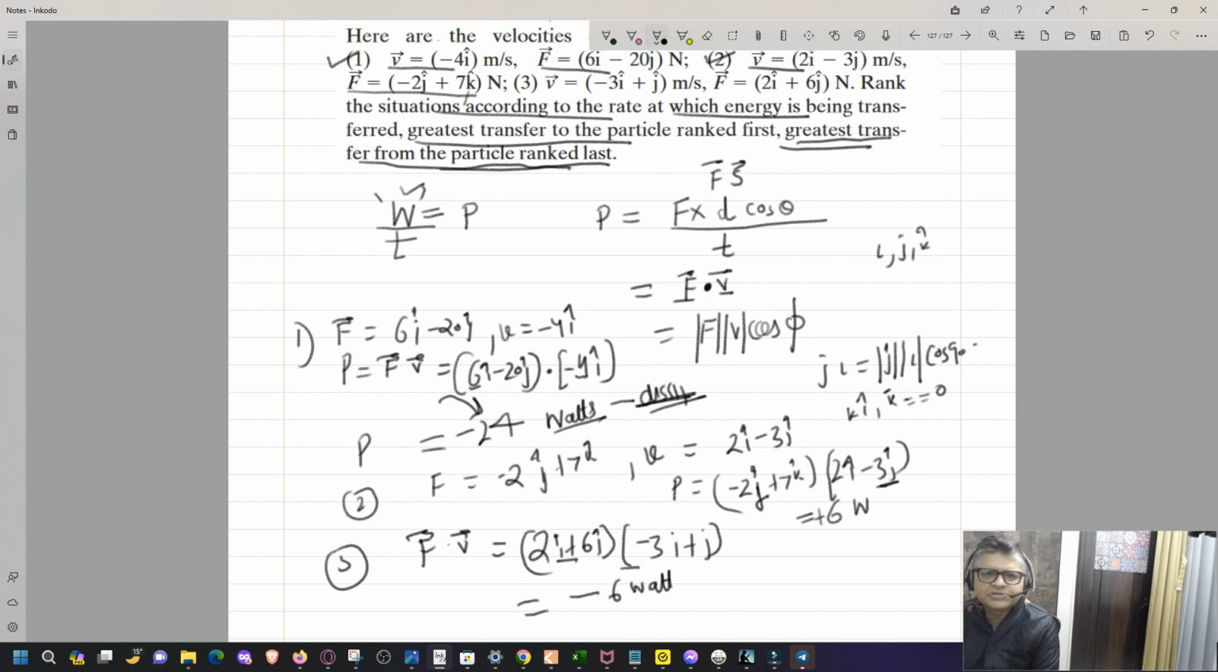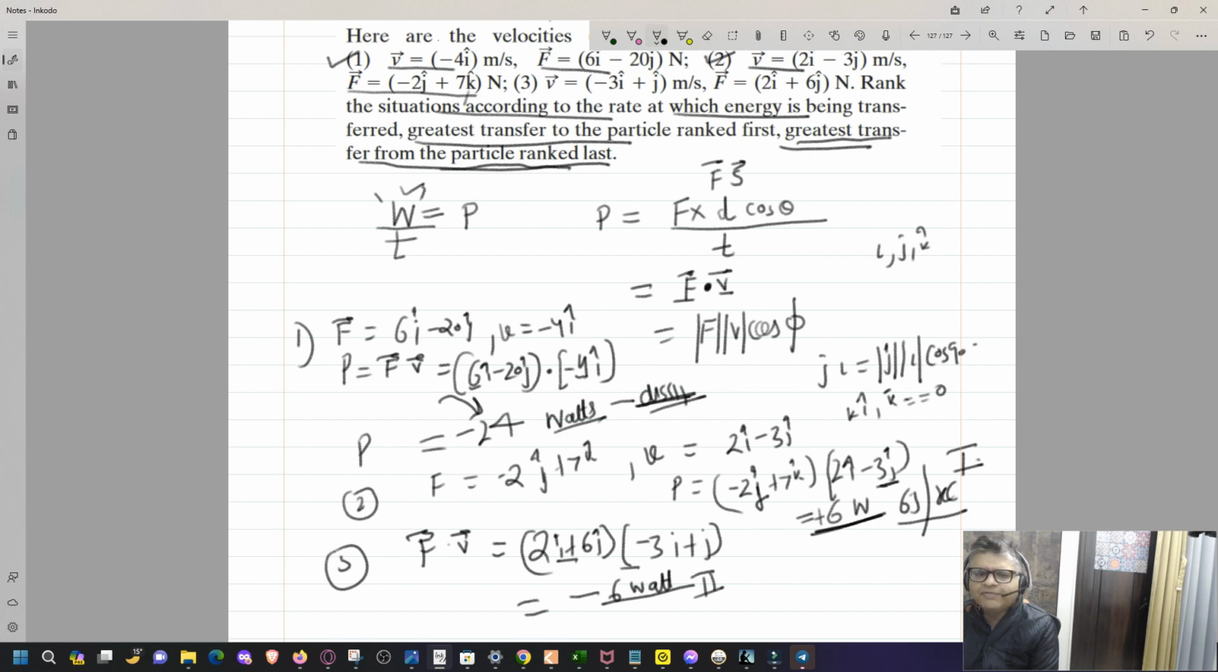The second thing which is important is that this particular body, which is 2, is gaining 6 joules every second. Somebody is pushing it, accelerating it, and it's gaining energy, right? So we will say this will be first, because it says the greatest transfer to the particle. So this is your first one, and this is again dissipation. The body is losing energy. So this is second. So first, second, and third.